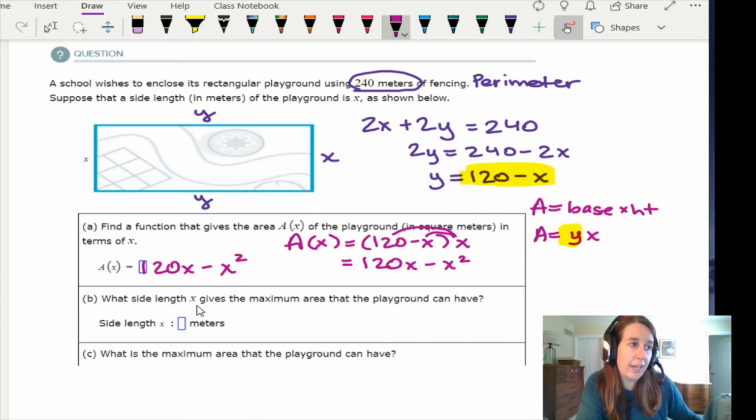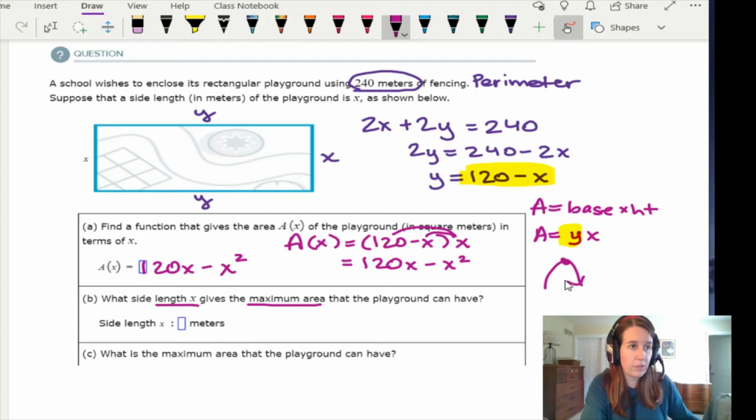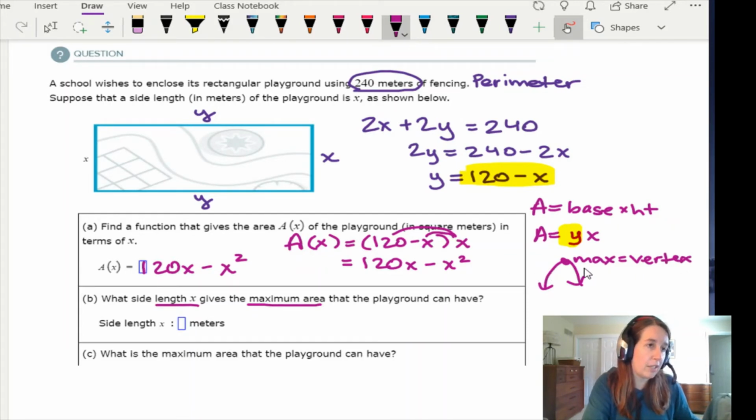What side length x gives the maximum area? Once again, we're looking for that maximum area, and if you look at this equation, this is where I want you to start seeing the pattern. These are kind of all the same. This is a downward facing parabola again, right? This is a quadratic, so it's going to look something like this, and since it's negative x squared, this is the maximum, and for a parabola, we call that the vertex. So we are again finding the vertex.